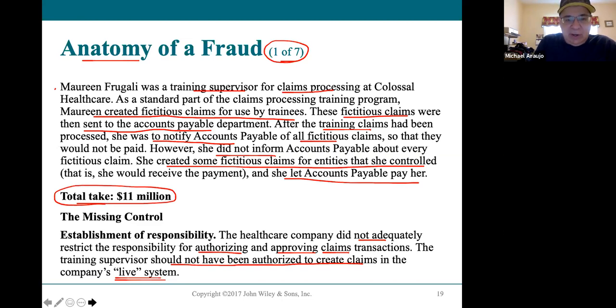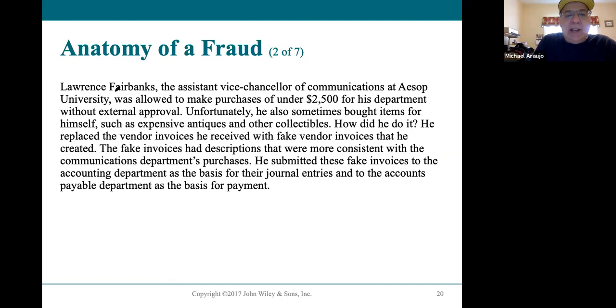gone. That's fraud. Here is a guy, Larry Fairbanks, who is an assistant vice president of communications at Aesop University. This person was allowed to make purchases under $2,500 without external approval. So they gave this person the power to make purchases under $2,500 without anyone else needing to sign it other than him.